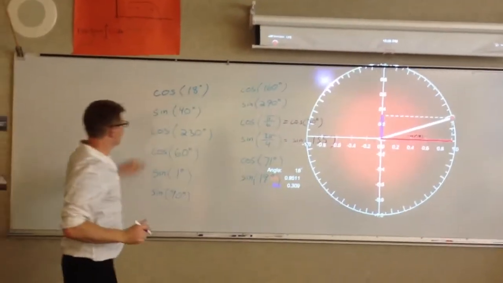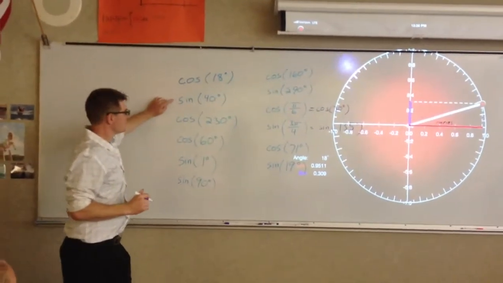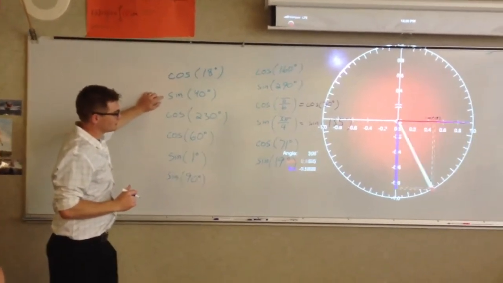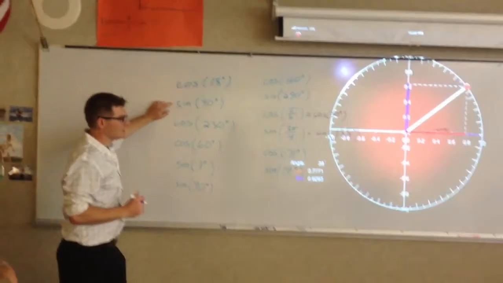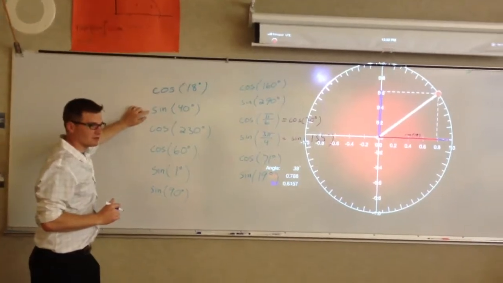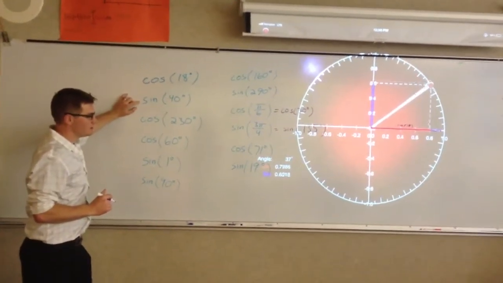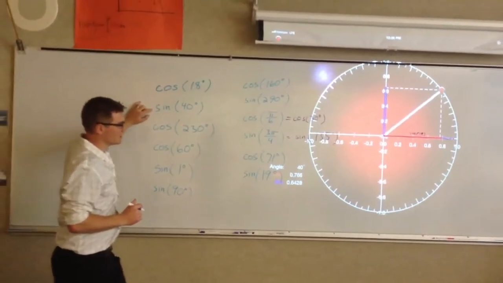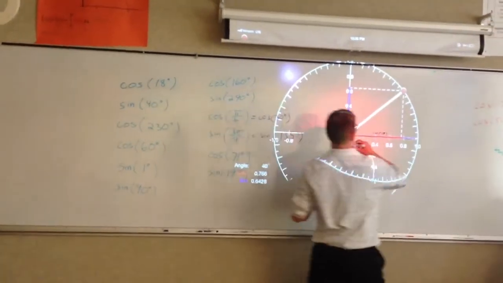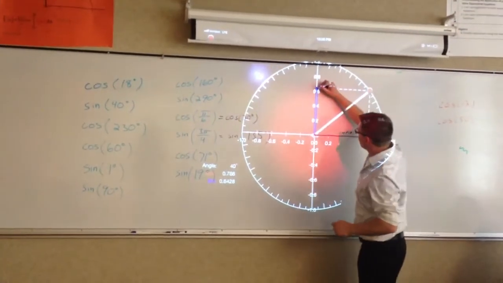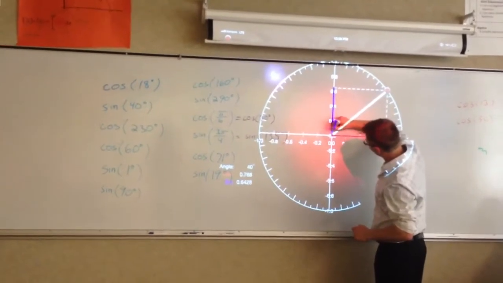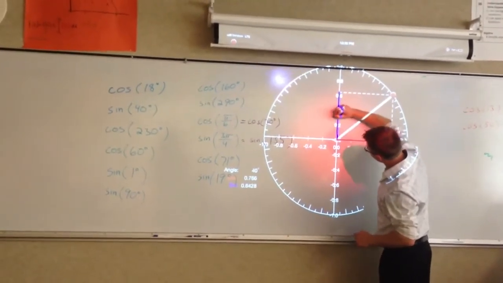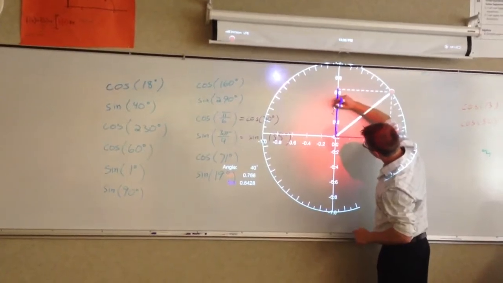Okay, next, we're going with sine 40. So Haley, take us to 40 degrees. Alright, for sine the horizontal or the vertical? Vertical, okay. So, we're at our 40 degrees. This guy here, that's our sine 40.